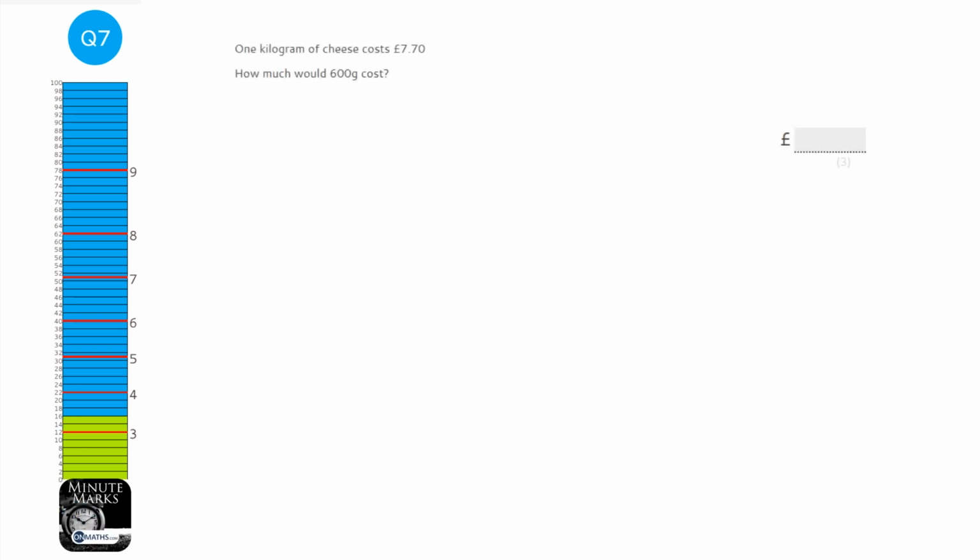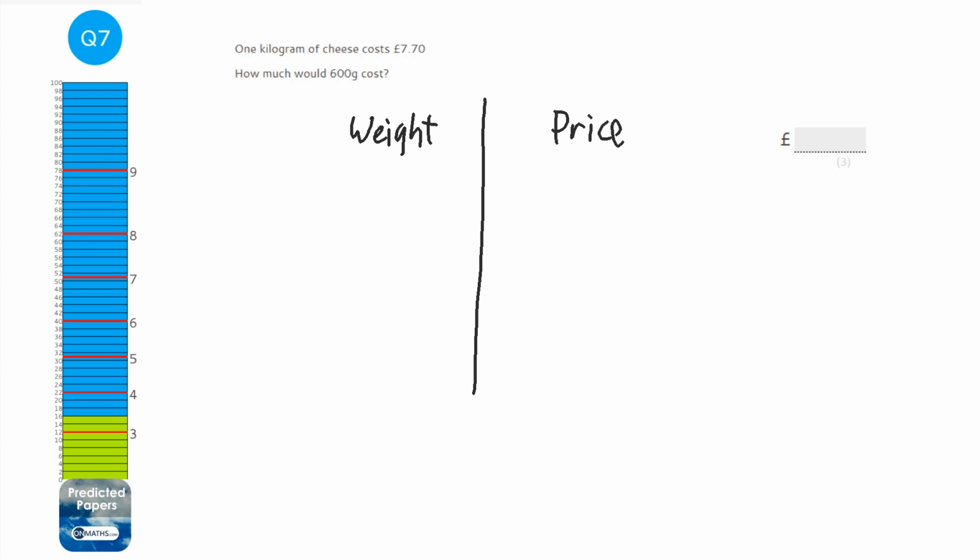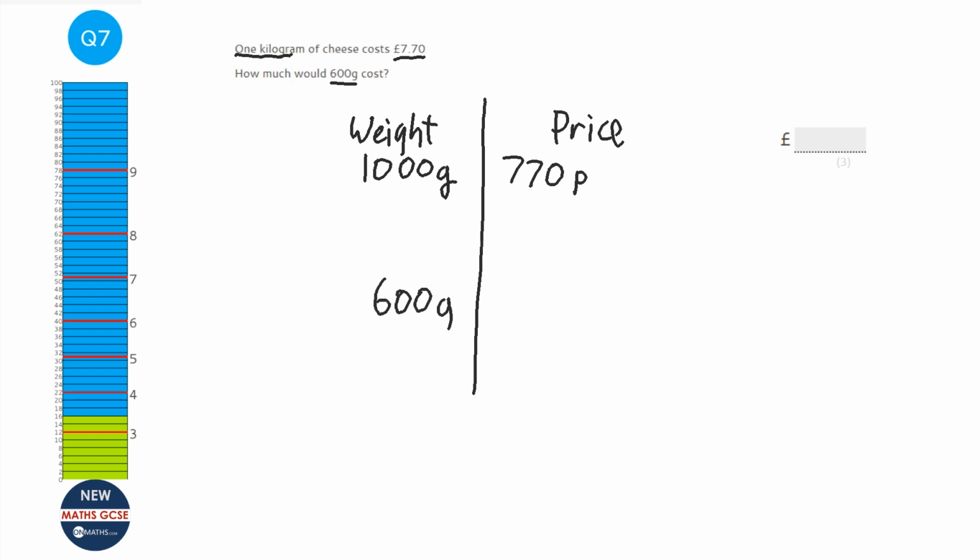So we're told 1 kilogram of cheese costs £7.70. How much would 600 grams cost? Well, first of all, I'm going to have weight, mass, and price. And I'm just going to sort of split them down the middle. So the weight, well, 1 kilogram is not going to help us because this one's in grams. So I'm going to convert that to grams. So it's 1,000 grams. And I'm going to convert this into pence. So 770 pence.